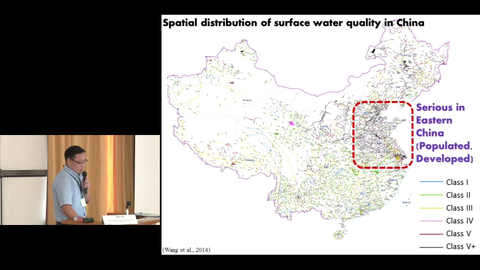the flooding. This map shows the spatial distribution of the surface water quality in China, as we can see here. Here is the most developed area in China. It's populated and also developed. But you can see class 1 is the best water quality and class 5 is the worst one. So we can see in these parts the water quality is very bad.